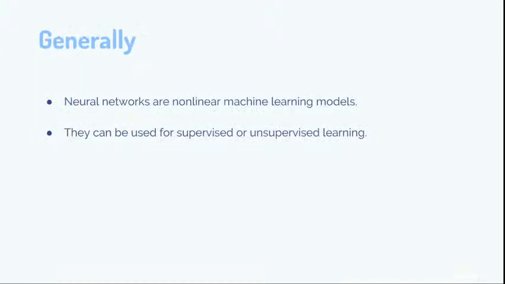Generally, a neural network algorithm is a non-linear machine learning model. It's not a linear machine learning model, and it is supported for both supervised learning and unsupervised learning. If you take a supervised learning type of data set, we have data with output.